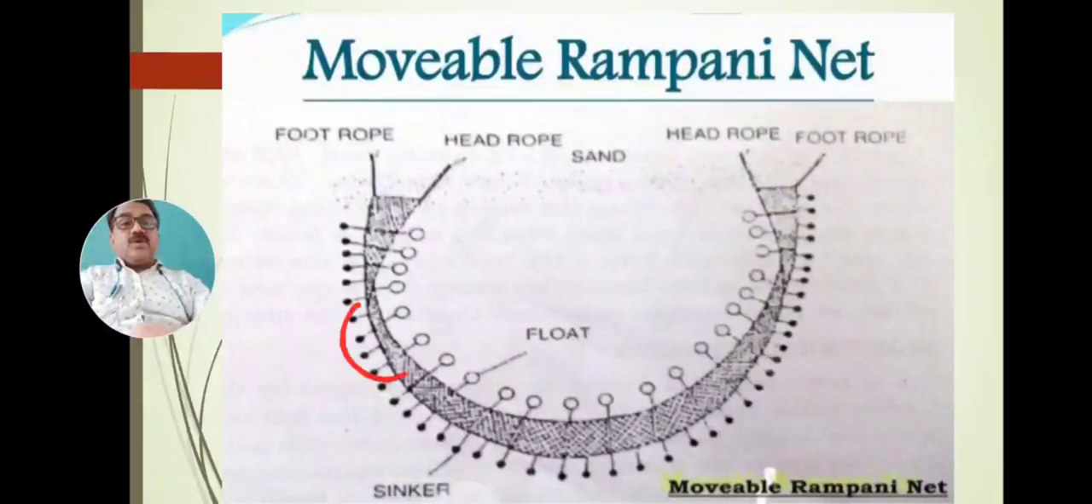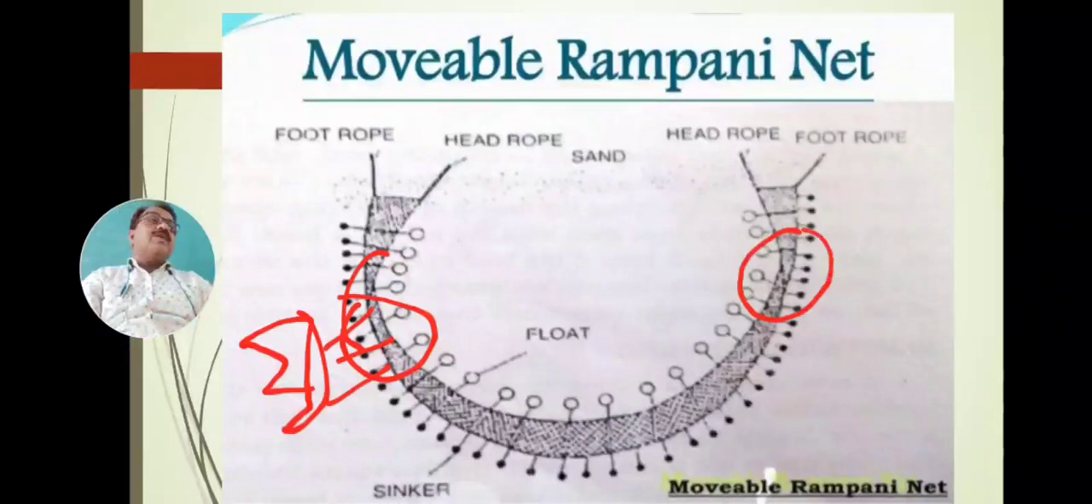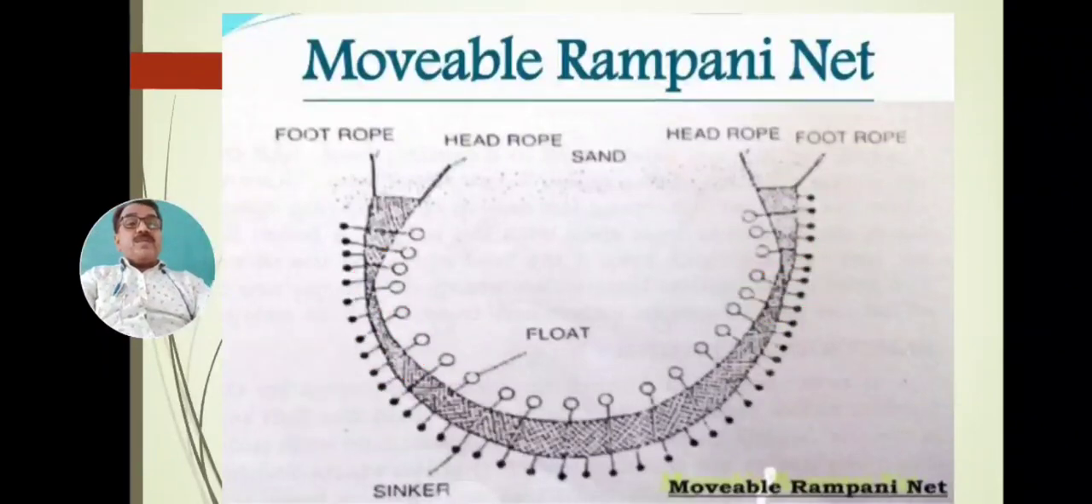When in this area the net cannot be completely operated, fishermen sit on the boat and support this area, so they can operate the net completely. Sometimes in this area the net hangs or twists. At that time, the fishermen sitting at the backside push this net, and the net is completely operated from one end.